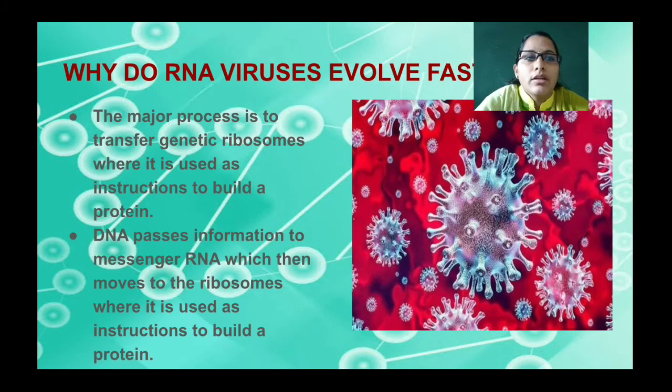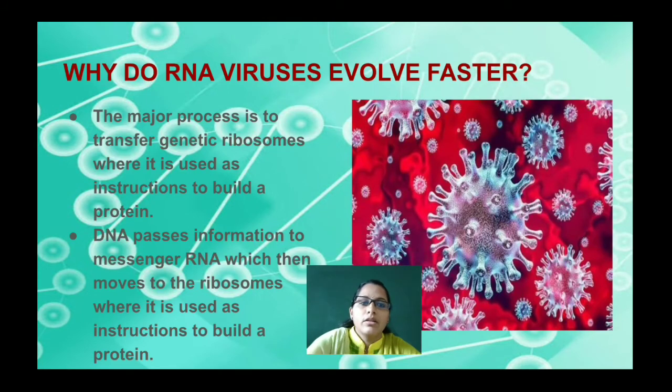So why do RNA viruses evolve faster? What happens here is that RNA viruses are faster to affect other living beings because of the transfer of genetic information. Ribosomes are used as instructions to build protein. Ribosome is the site of protein synthesis, where usually DNA passes information to mRNA, that is messenger RNA. From there it moves to the ribosome site for protein synthesis. But it doesn't happen the same in RNA viruses.